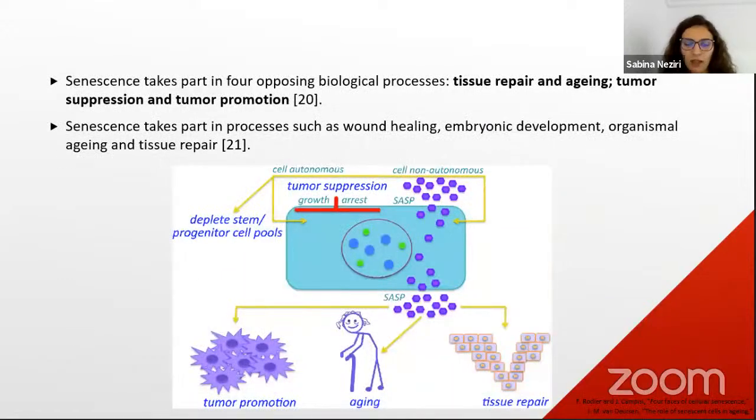But senescence is not only negative. Senescence takes part in different processes such as embryonic development, wound healing, organism aging, and tissue repair. So it has opposing effects. For example, it helps in tissue repair, but it can cause aging also. It can suppress the tumor, but it can promote it. So it depends on the condition of the cell and on the tissue where it appears.